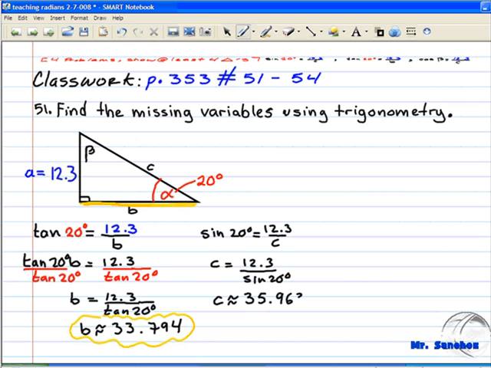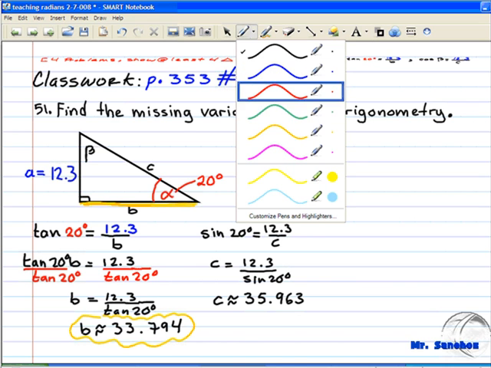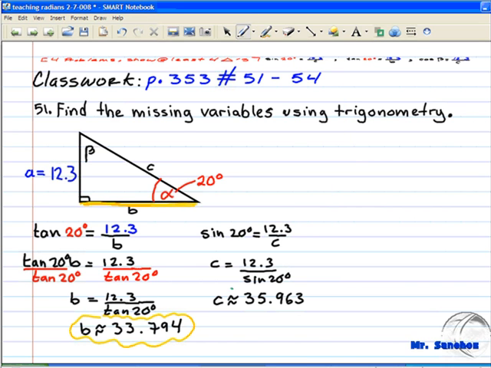So again, up to 3 decimals, the approximate answer is 35.963. And again, we just found the distance of the hypotenuse of the right triangle. So 2 variables down and 1 to go. Now we are to find beta. Again, beta is a Greek letter used for variables, usually in trigonometry, to represent angles.